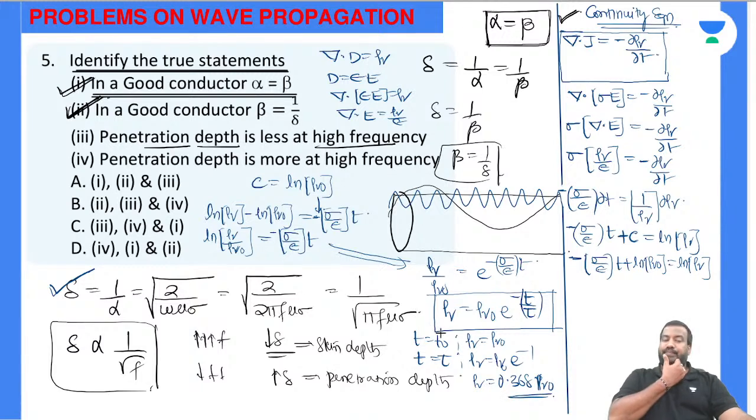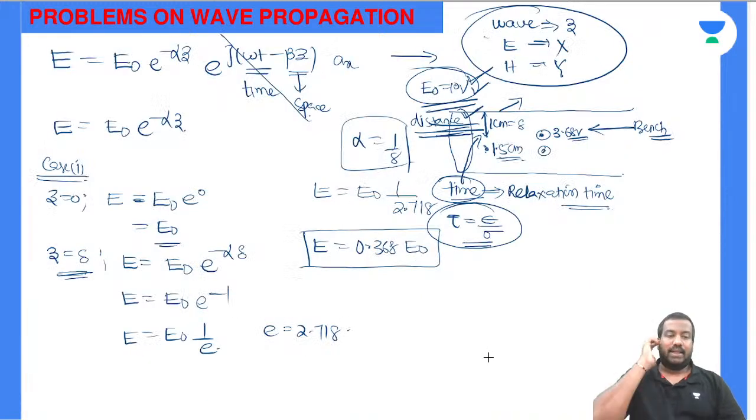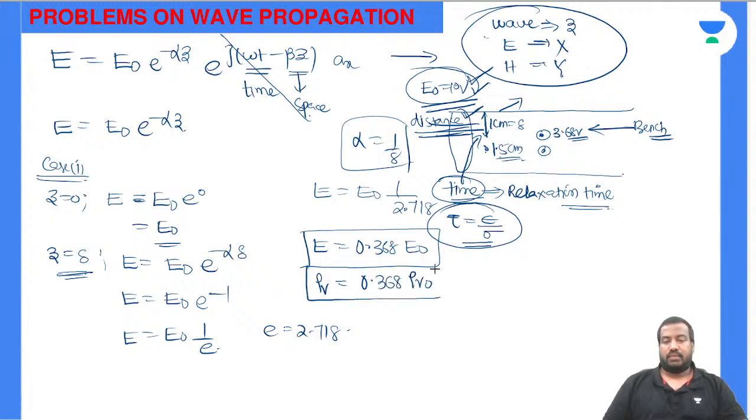What does this indicate? Relaxation time is the time taken for the charge to decrease to 36.8% of its initial value. Listen carefully. Rho v is equal to 0.368 of rho v naught. E is equal to 0.368 of E naught.